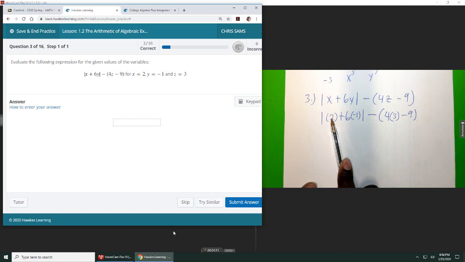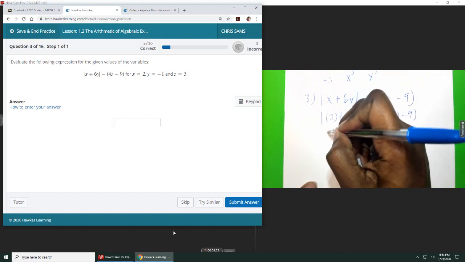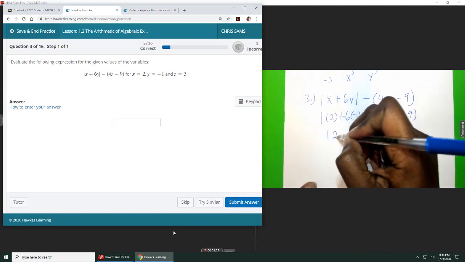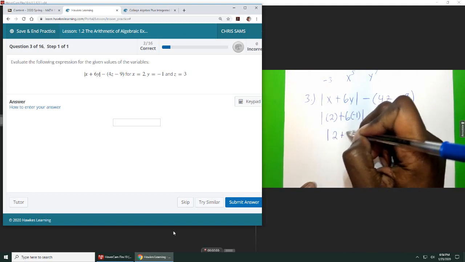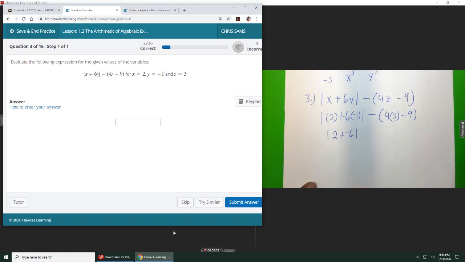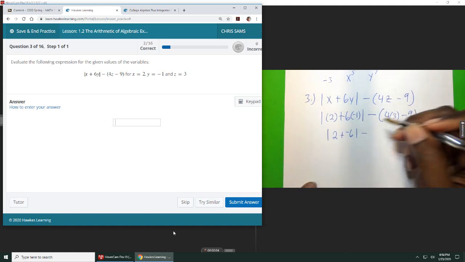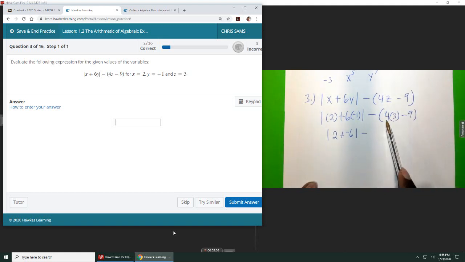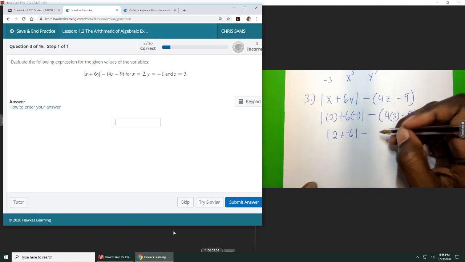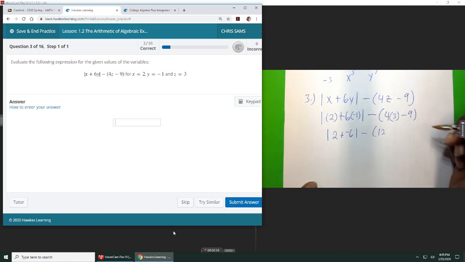So I can't do anything with 2 yet, but I will multiply 6 times -1, that will give me -6. So I have absolute value of 2 plus a -6, okay? And then I'm going to leave the minus here. 4 times 3 is going to give us 12, and then minus 9.